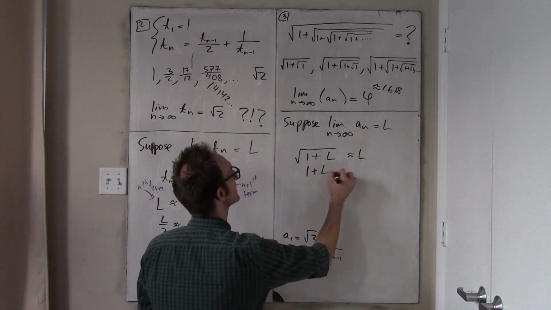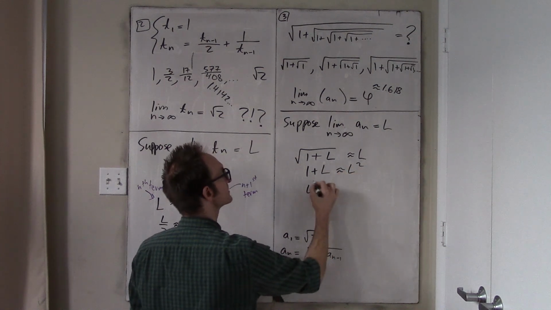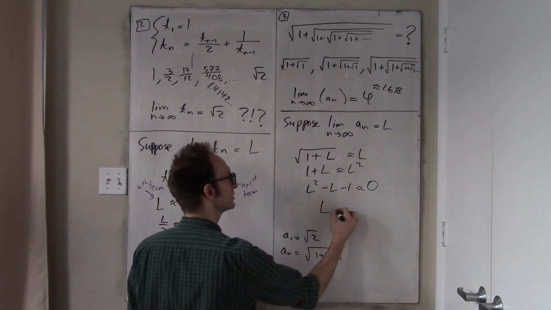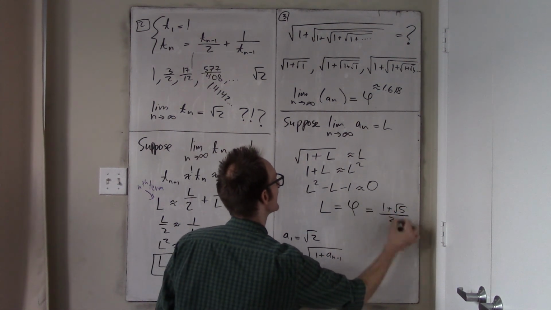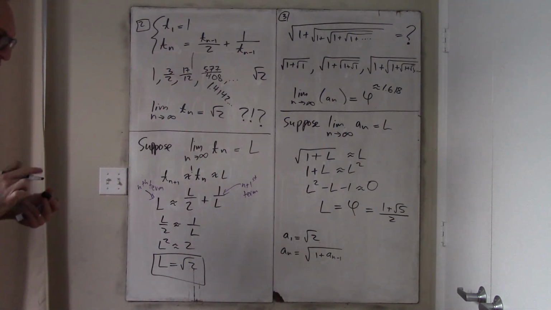Well, you get 1 plus L equals L squared, and that is precisely L squared minus L minus 1 equals 0. Now we have a quadratic equation, and the solution to this quadratic equation is phi, the golden ratio, 1 plus root 5 over 2. So I think that's exciting. I don't think it was too hard to see this.